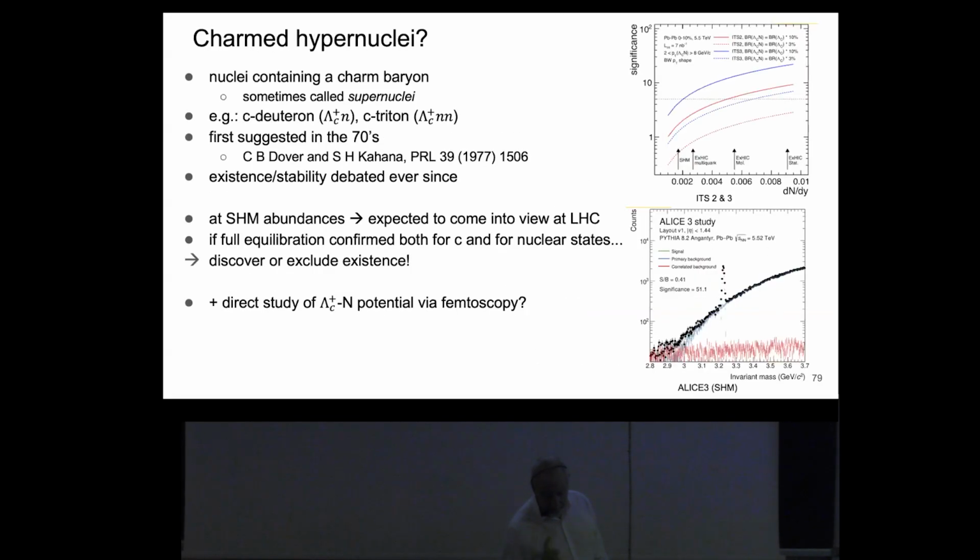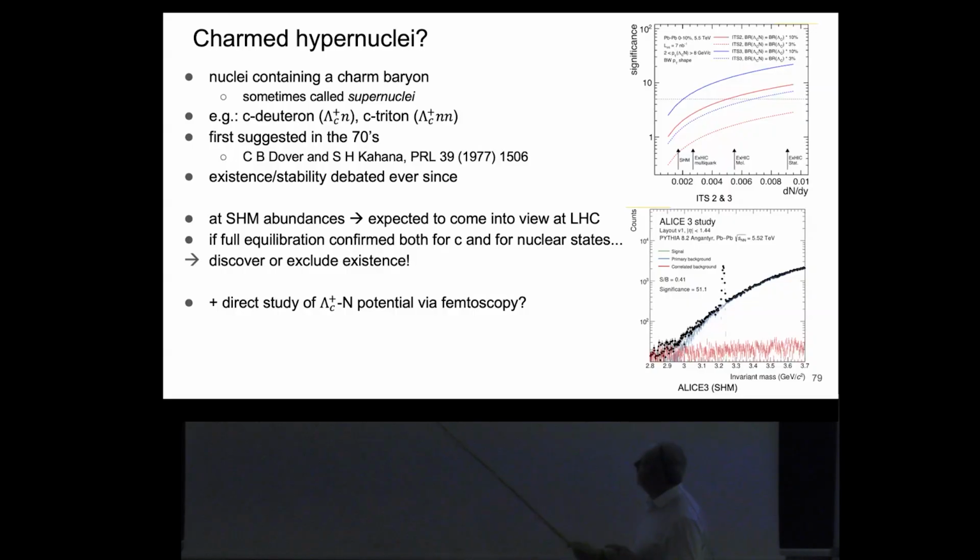Yeah, this is the only one that I have on hadronic physics: charmed hypernuclei. Nobody knows if they exist, of course. I mean, everybody thinks they exist, but nobody knows if they exist at very low atomic numbers. So this would be the charm equivalent of the hypernuclei. Sometimes they are called supernuclei, for instance the C deuteron or the C triton. So you have a lambda C taking the place of one of the nucleons. They were first suggested in the 70s, and nobody knows if they exist.